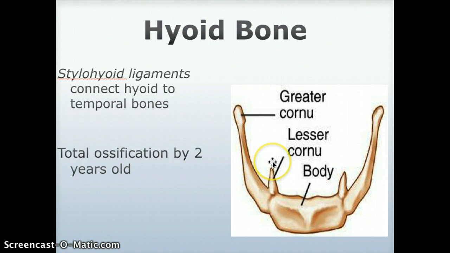Okay, so here's just another picture of the hyoid bone, and you can see the greater cornu here and here, and the lesser cornu here and here. By the time you're 2 years old, there's complete ossification, so the bone is hardened by the age of 2.